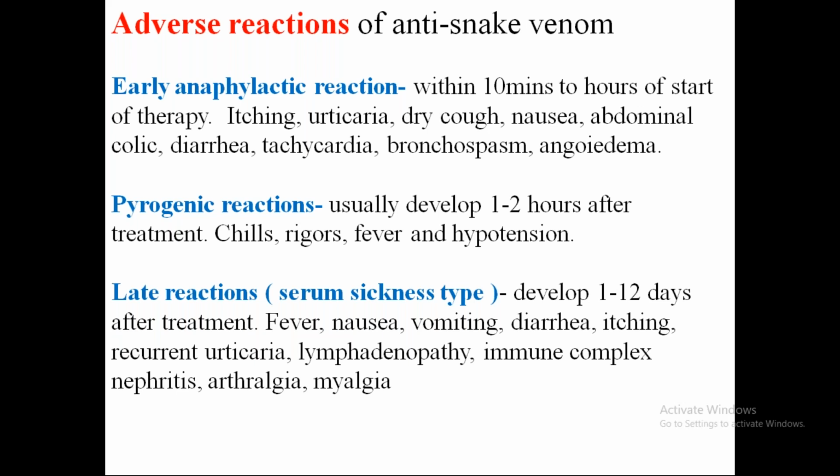In serum sickness, the patient can have fever, nausea, vomiting, diarrhea, itching, urticaria, lymphadenopathy, nephritis, immune complex nephritis, arthralgia, and myalgia. So these are generalized systemic symptoms: fever, nausea, vomiting, diarrhea, itching. These are some of the late reactions of serum sickness type developed in 1 to 12 days.